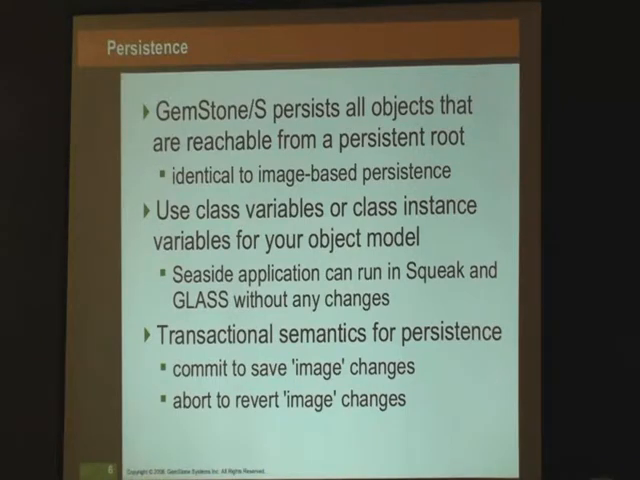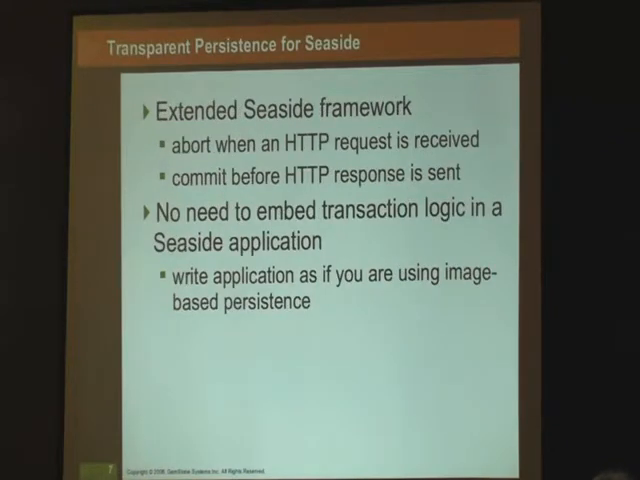The persistence does have transactional semantics, where we do a commit instead of a save image, or an abort to revert your image changes. And so, to add transparent persistence to Seaside, we extended the Seaside framework. And that's an advantage: being able to have an application that you're working with and get it running in Gemstone, as opposed to starting from the beginning and wondering, where do I put these commits anyway? And we didn't want to have to train people in doing that.